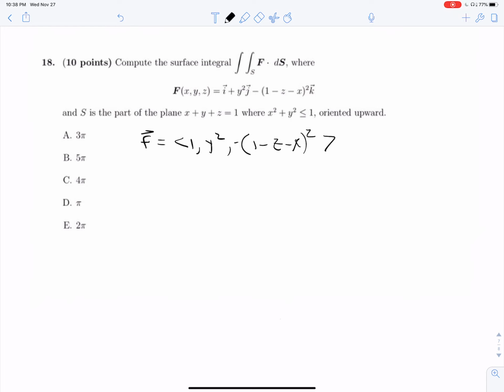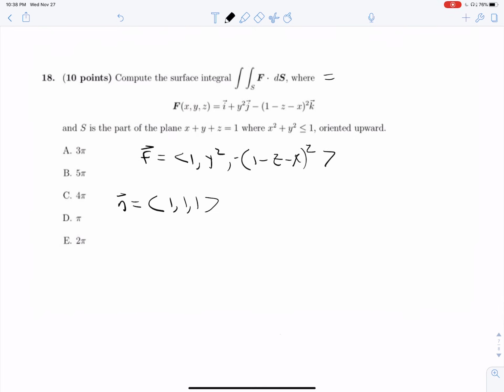We know our normal vector. If you're used to these questions, you know that if we're given a plane intersecting a cylinder, our normal vector is just going to be <1, 1, 1> because we're oriented upwards, and the coefficients of our plane here are going to be our normal vector. So that's no problem. We could take this dot product, because remember, we can rewrite this as the double integral over S of F dot n dS.